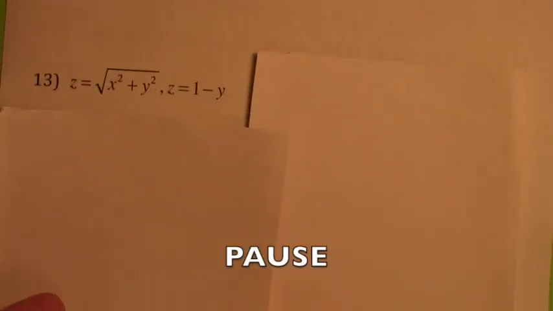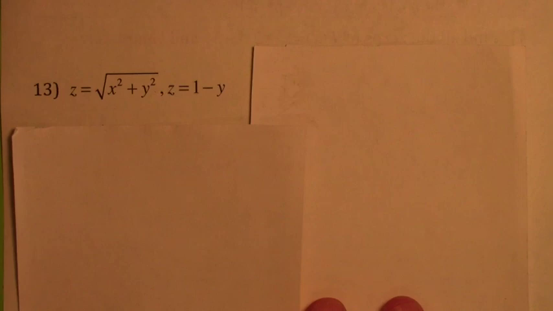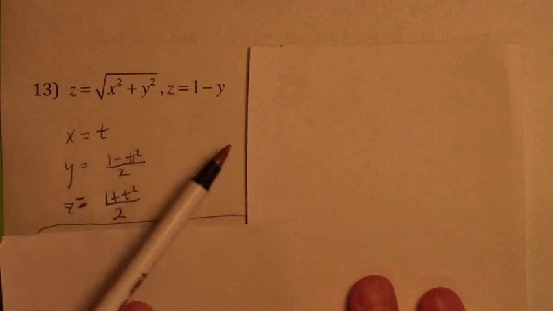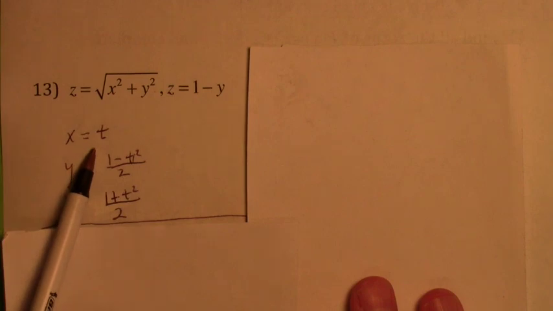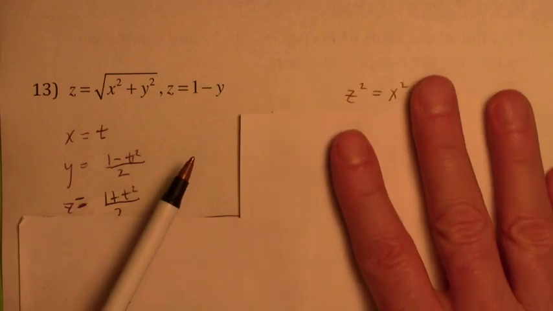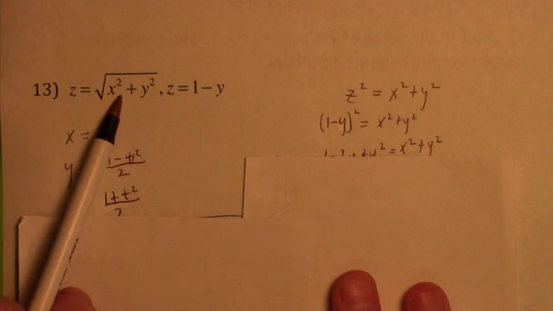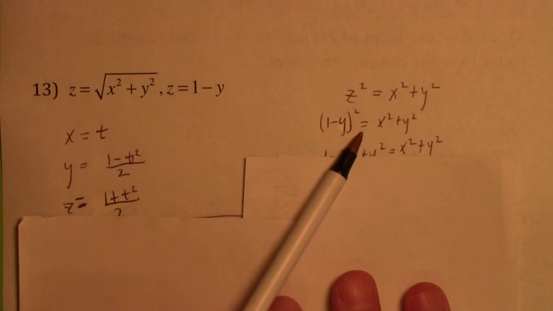All right, see if you can try this one. This one's actually pretty hard. See if you can figure out how to parameterize this one. Your temptation might be to let y be t and z be 1 minus t, but it turns out you're better off to let x be t, because if you let y be t, how are you going to parameterize x? What you could do, this is kind of sneaky, couldn't you set the square root of x squared plus y squared equal to 1 minus y? So when you square both sides, you would get this, right?